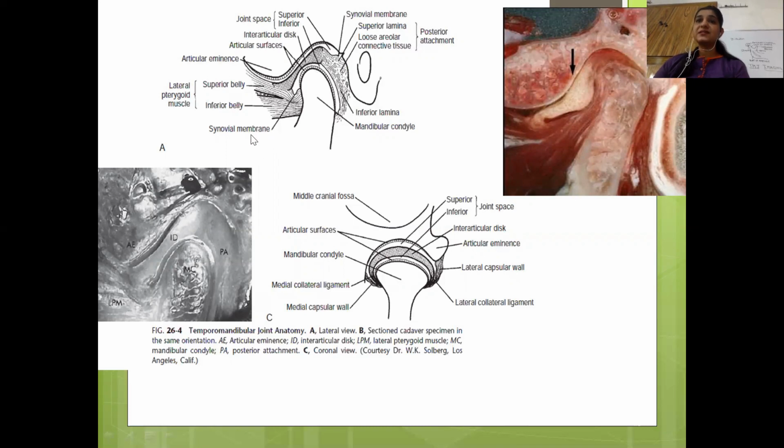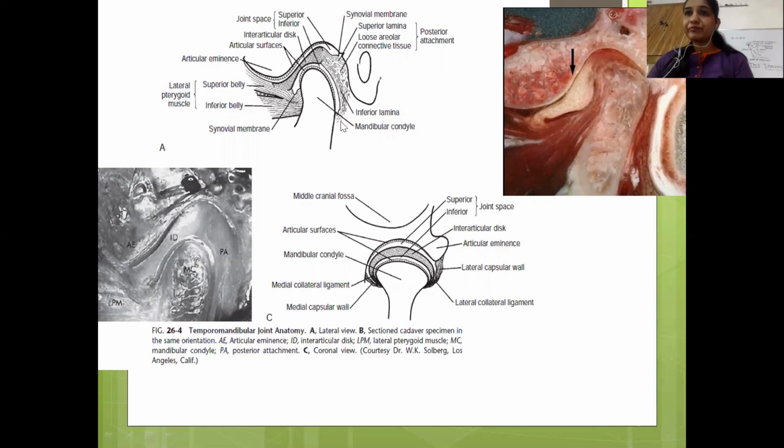Now this is the synovial membrane over here. This is the interarticular disc that moves with the translatory movement. This is the external auditory meatus. This is the joint space with superior and inferior ligaments. This is the articular eminence. This is the lateral pterygoid muscle that gets inserted with its superior belly and inferior belly to the neck of the condyle and helps the mandible to make movement.